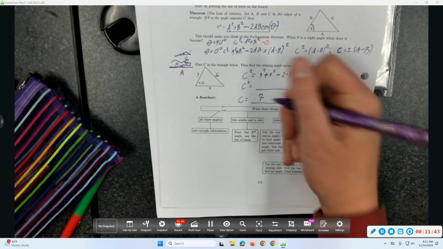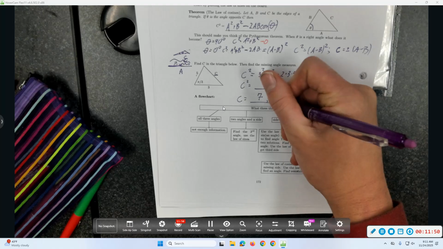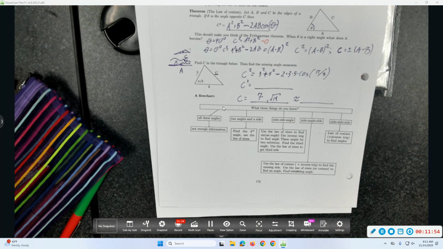I guess I didn't need the approximate sign. Do I hear a second on 7? Do I hear disagreement with 7? What'd you get? Root 19. I hear a root 19. Do I hear any other options? Do I hear agreement with either of those options? Which one? The second one?